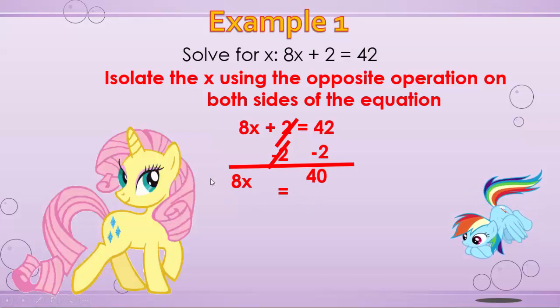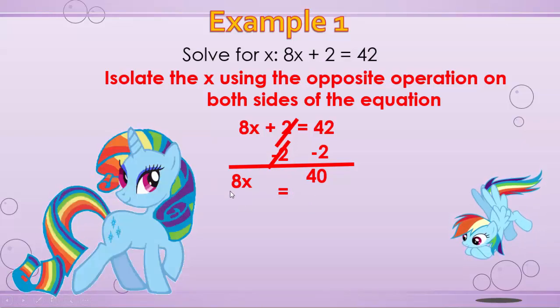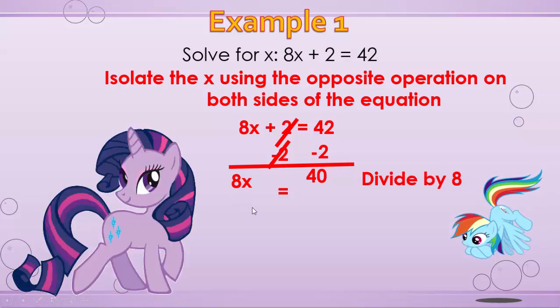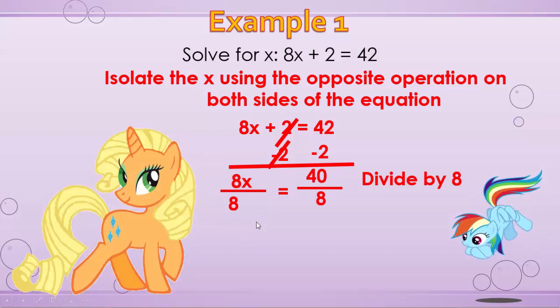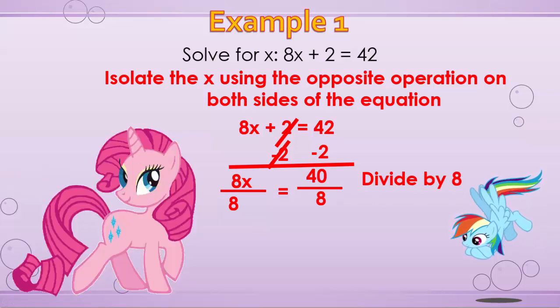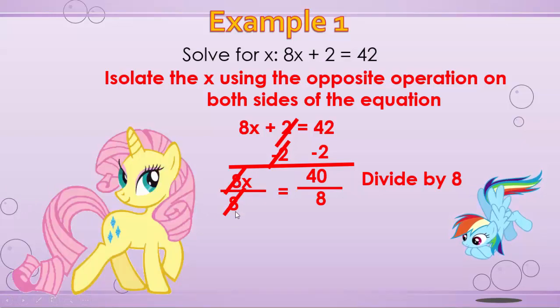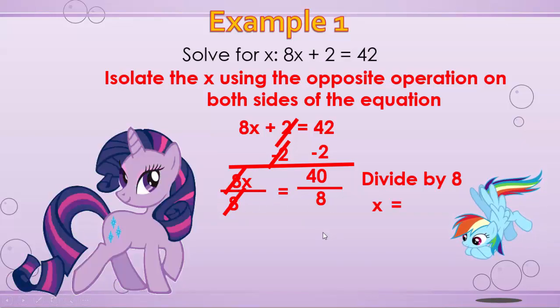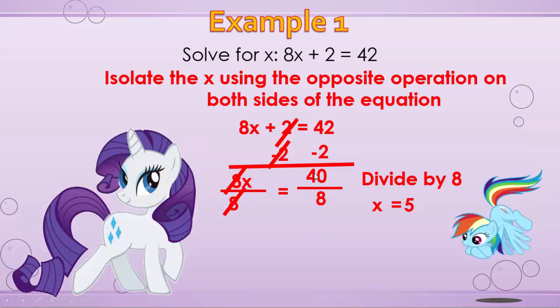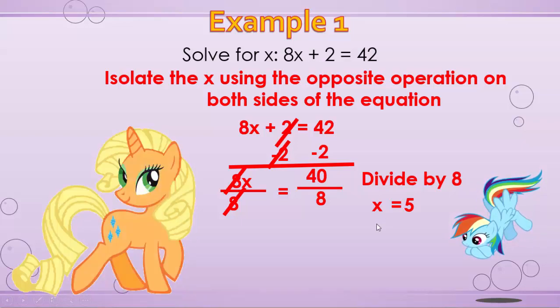But we want to get the x all by itself. So now we have to divide by 8. And whatever we do on one side, we must do on the other side. So when we cancel the two 8's out, we get 1, which means 1 times x, and then that's equal to 40 over 8. And 8 goes into 40 5 times, so x is equal to 5.